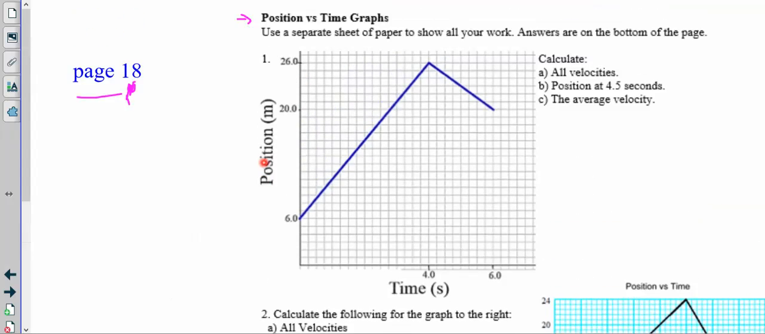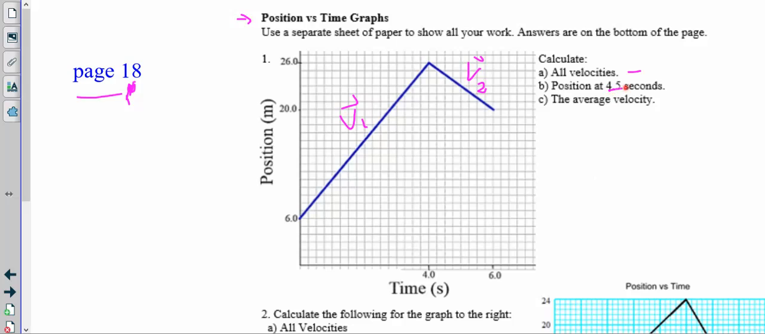I believe there's just 3 of them on the page, and it gives you graphs that are kind of similar to what I did in this video. And if it asks for all velocities, for instance, it just wants both these slopes. This would be slope 1, this would be slope 2. In other words, they would be the velocities.